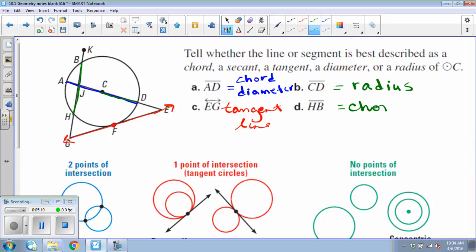Now, what if I ask you that? It's a secant. If I said, what is line HB, then that means you would extend this that way, and that would be a secant line.